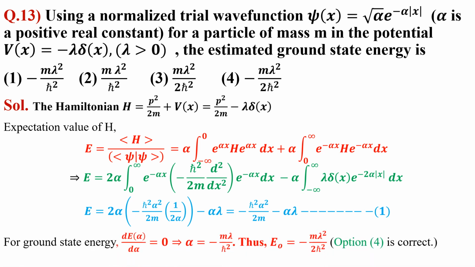For the ground state energy, dE as a function of alpha upon d alpha equals 0. Solving for alpha, we find alpha equals m lambda upon h cross squared. Thus, putting the value of alpha in equation 1, we get the ground state energy E naught equals minus m lambda squared upon 2 h cross squared. So option 4 is correct.